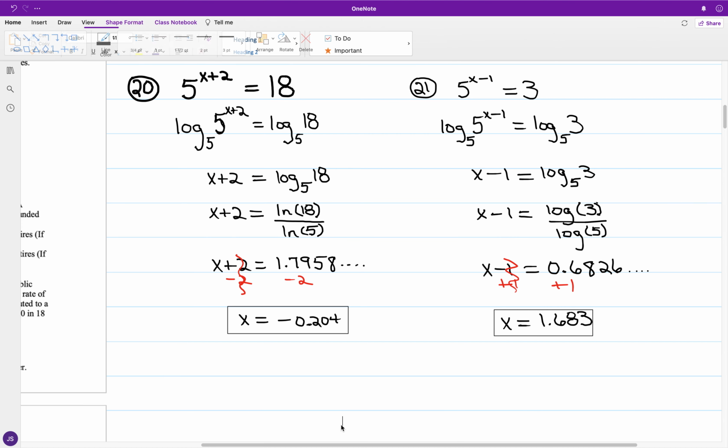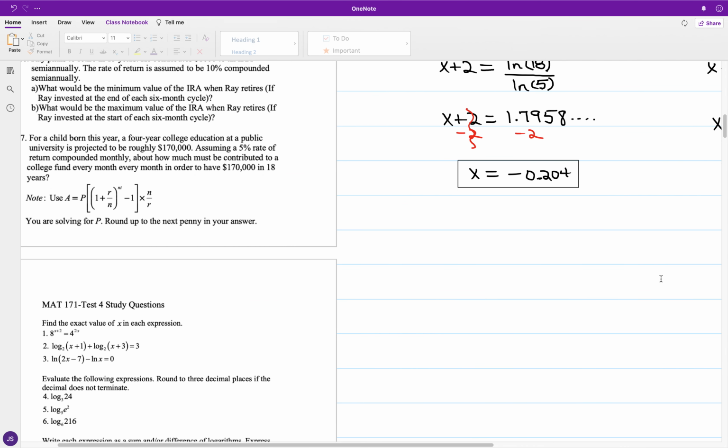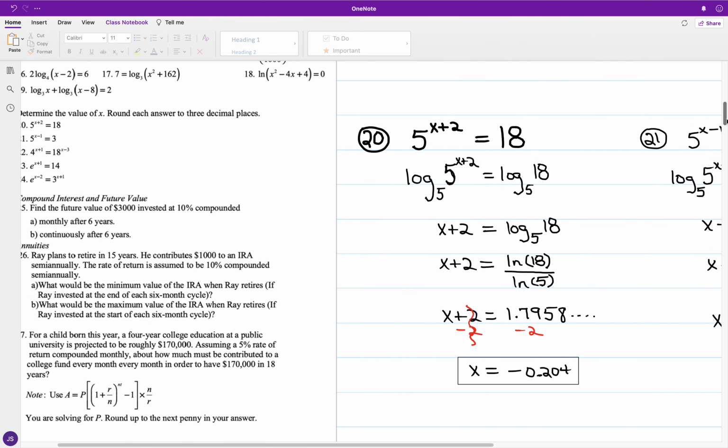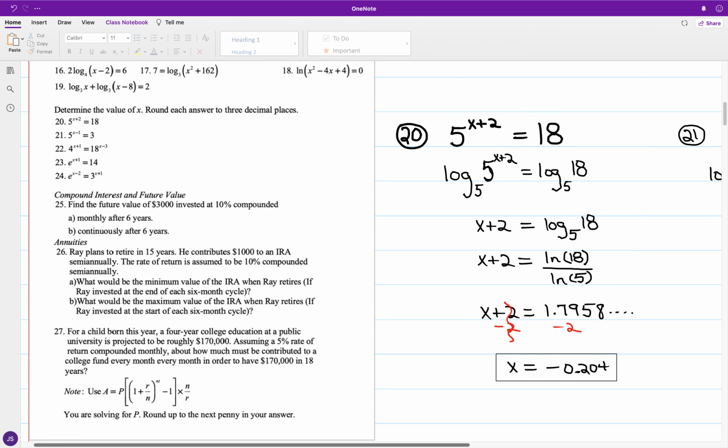All right, now in the case of what we have in number 22, we're going to have x appear on both sides. We've got 4 to the x plus 1 is equal to 18 to the x minus 3, and in this one, we've got 4 and 18 both as exponential bases, and there's really no advantage to applying the base 4 or the base 18 logarithm.